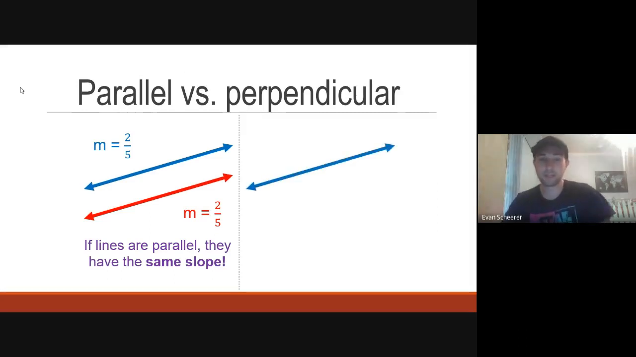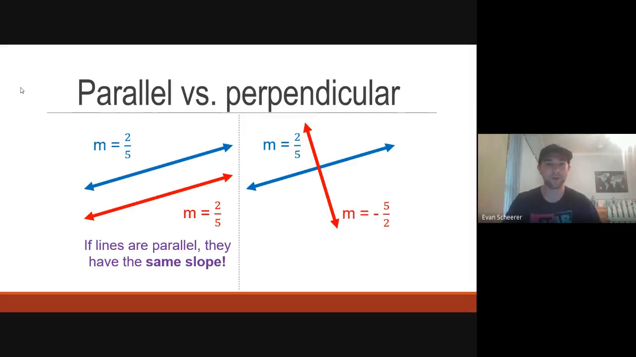In perpendicular, say you have one line, say it's 2/5 again. But if we make a perpendicular line, that needs to cross at 90 degrees. The slope's not going to be 2/5, right? Notice how the blue line has a positive slope. Well, if you look at the red line, see how it's negative? So your answer for the slope must be negative. So it's not negative 2/5 though, it's negative 5/2.